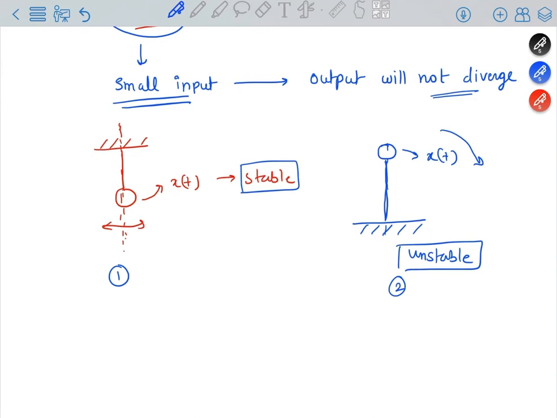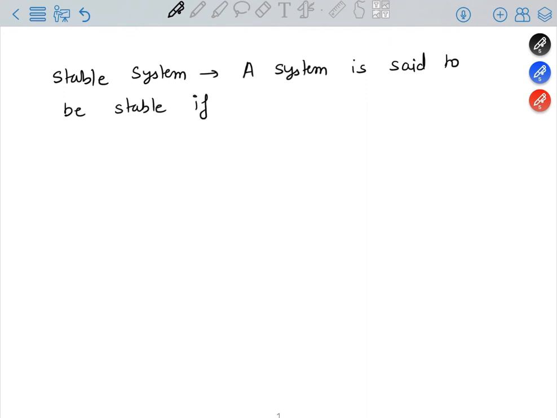Now I'll give you a basic formal definition from the signals and systems perspective. A stable system is defined as follows: a system is said to be stable if a bounded input will lead to a bounded output.